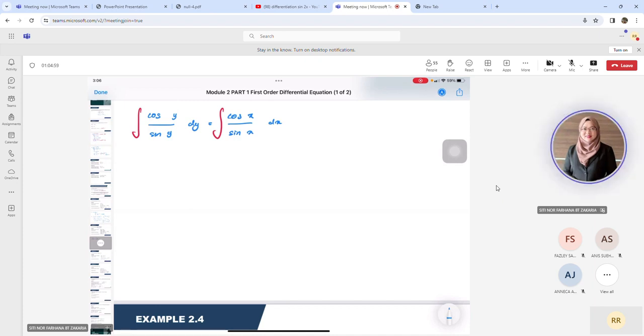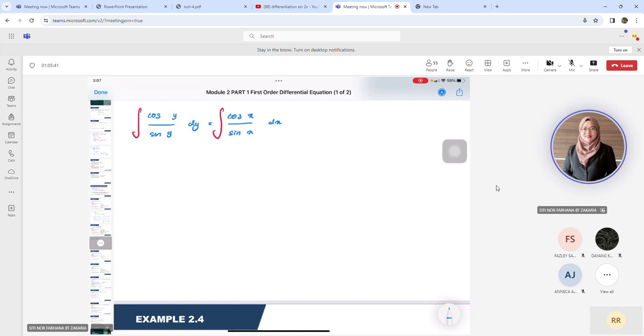Dayang? Using the UV? UV what? Integration by part? You mean? Yes. Integration by part. Maybe can, but it's quite complicated to do integration by part.